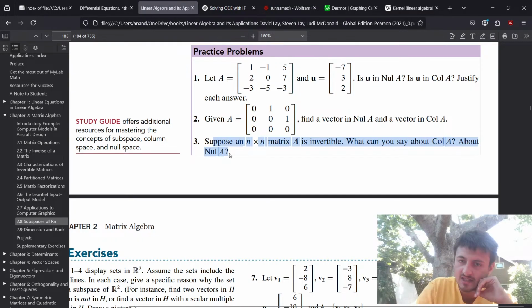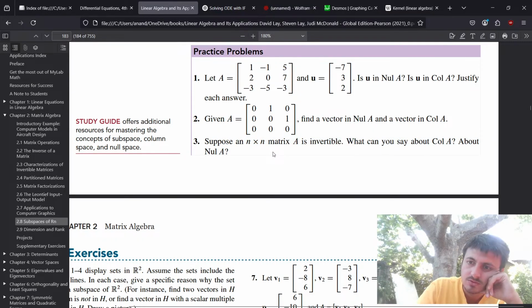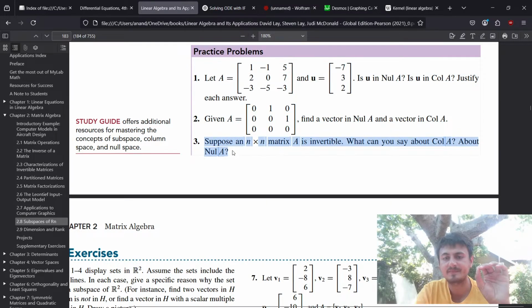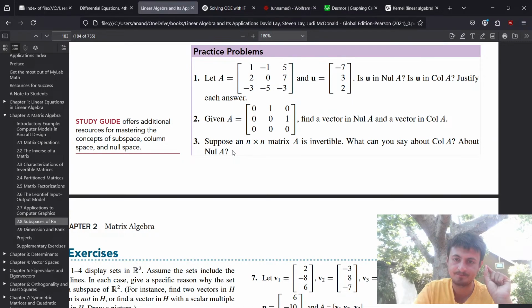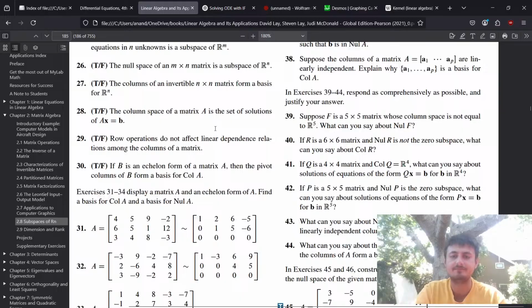All right, suppose A is invertible. What can you say about the column space and the null space? Okay, so if A is invertible, then the column space is R^n. It spans R^n. And the null space is only the 0 vector. All right, let's see if we were right.